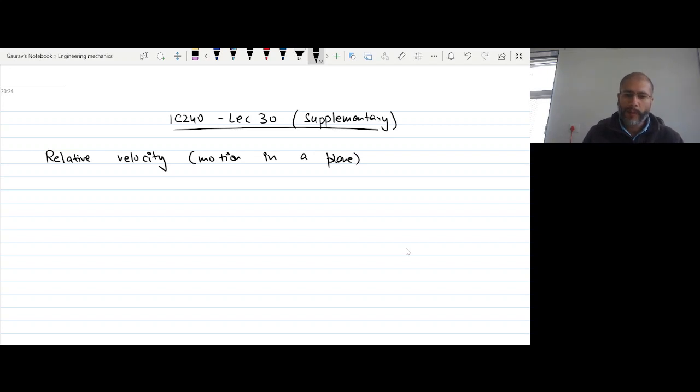So if you have an object moving in a plane which can do both translation and rotation, so in that case, let's say this is our object.